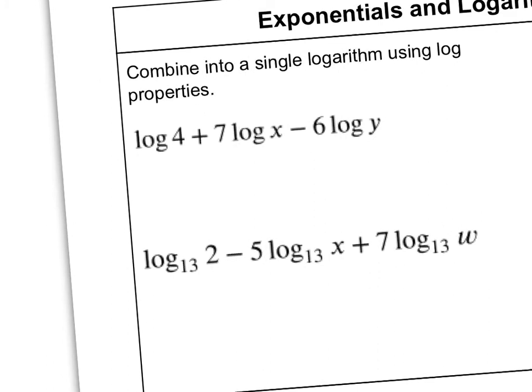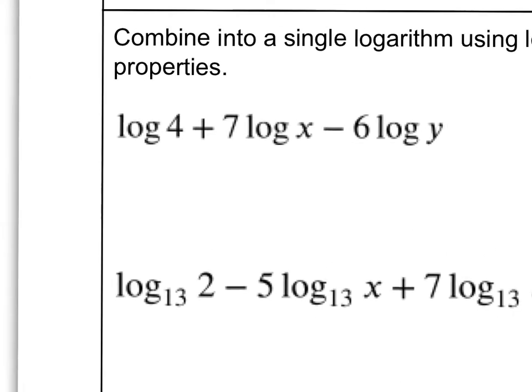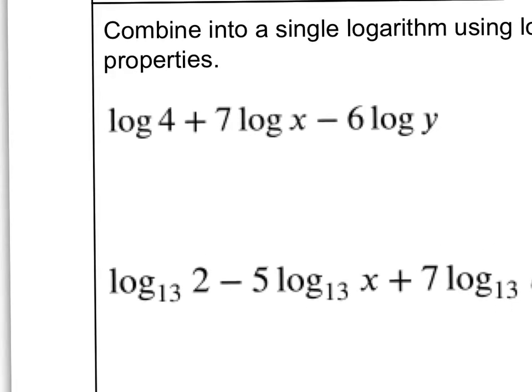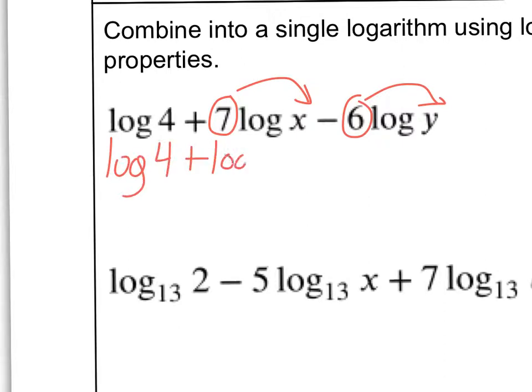I didn't label these video or non-video, so I'm going to try to do the first problem of each type. The first thing I'm going to do is take a look at log properties. When I look at this, I've got to do this in a couple steps. The first thing I see is that we've got some coefficients here, the 7 and the 6. The very first thing I'm going to do is bring those up as powers and rewrite this as log 4 plus log x to the 7 minus log y to the 6.